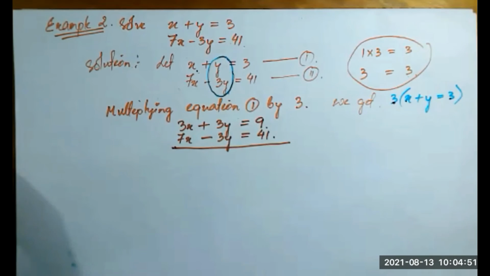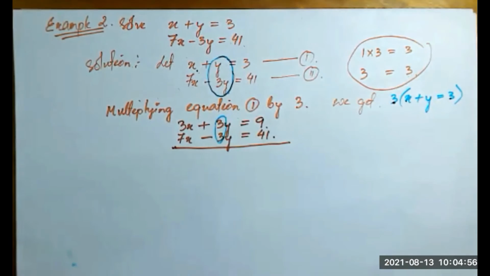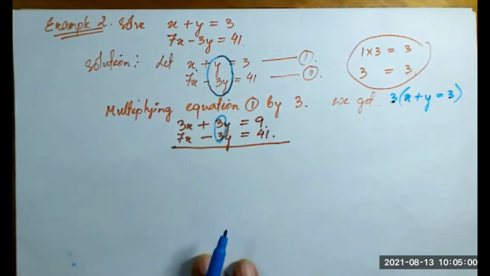In the y variable, there is 3 and 3. One has plus, the other minus. So now we don't need to do anything.